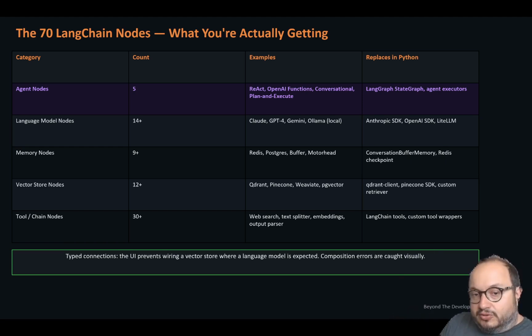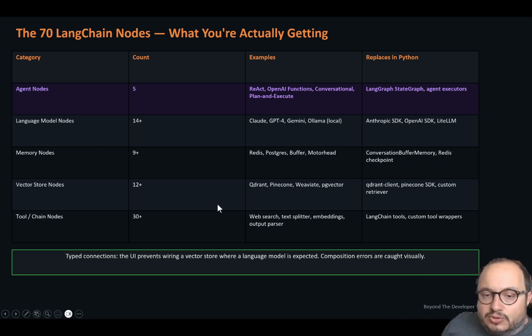Tool and utility nodes, 30 or more: web search, text splitting, embedding generation, output parsing, document loading. These are the utility layer that makes the other nodes useful. The slide highlights typed connections. The system knows what type each output port is and what type each input port expects. You cannot wire a vector store to a language model store. This prevents a whole category of composition errors that are easy to make in Python.